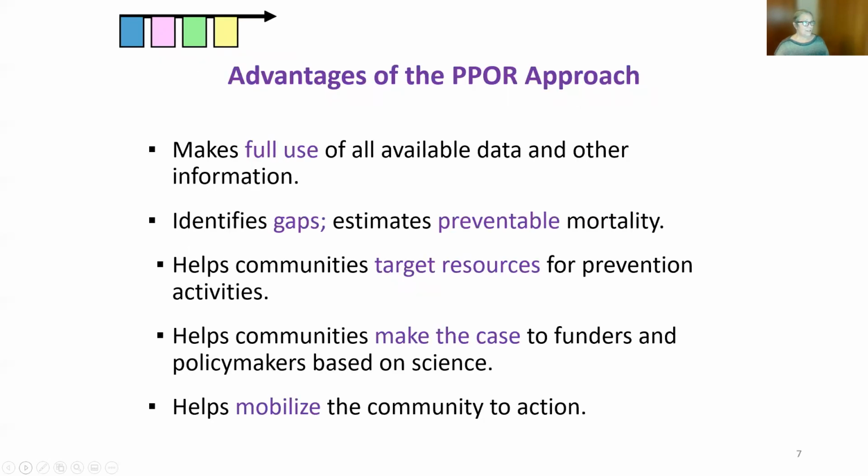Advantages of PPOR include that it makes full use of all the available data and other information that already exists. It identifies gaps, and especially it estimates preventable mortality. It's hard to do that at the population level. It helps communities target resources because they'll have information that tells them how to target them. It helps communities make the case to funders and policymakers. So they may know what's wrong, but they have to prove it to funders and policymakers with data, and this allows them to do that.